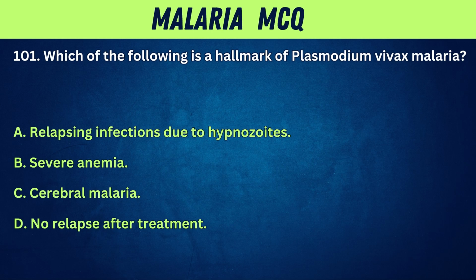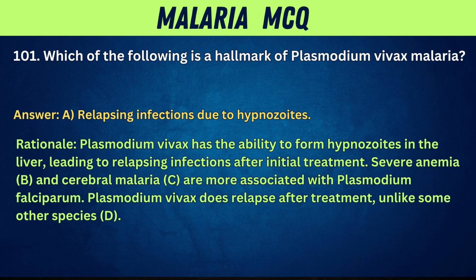101. Which of the following is a hallmark of Plasmodium vivax malaria? A. Relapsing infections due to hypnozoites. B. Severe anemia. C. Cerebral malaria. D. No relapse after treatment. Answer: A. Relapsing infections due to hypnozoites. Rationale: Plasmodium vivax has the ability to form hypnozoites in the liver, leading to relapsing infections after initial treatment. Severe anemia, B, and cerebral malaria, C, are more associated with Plasmodium falciparum. Plasmodium vivax does relapse after treatment, unlike some other species, D.